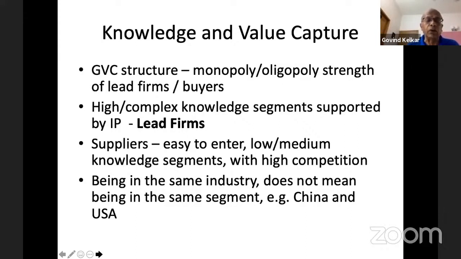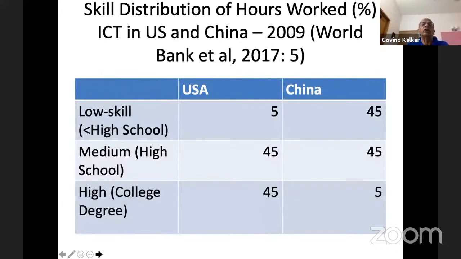Half of the iPhone is profit to Apple. So 50% is profit, which is very, very high. So the point is that these are in two very different segments, and the people who work in these are also of very different quality.